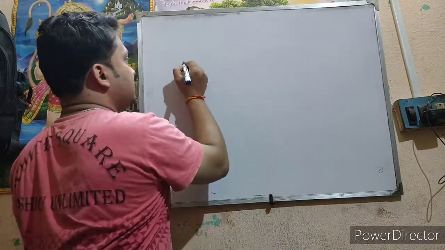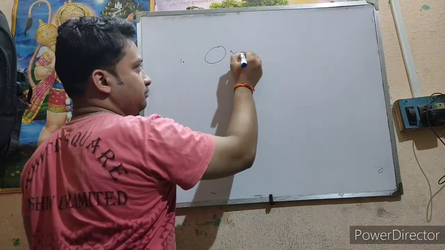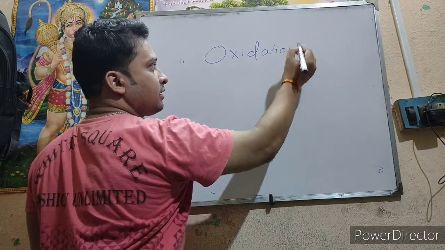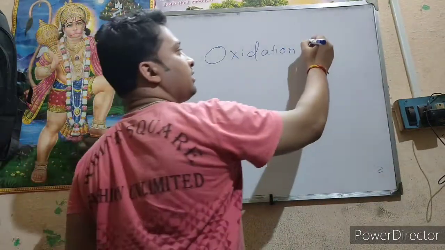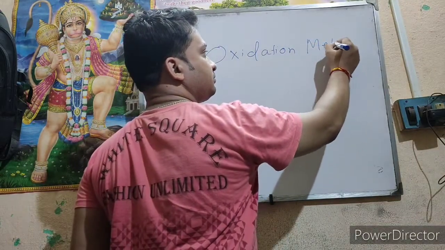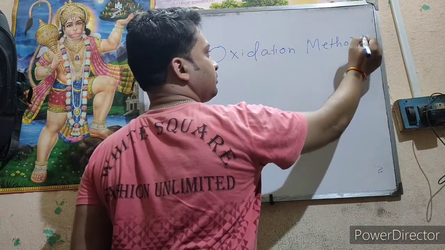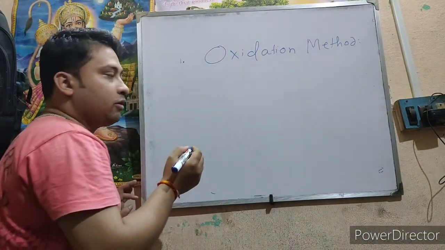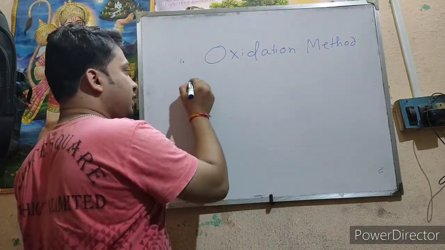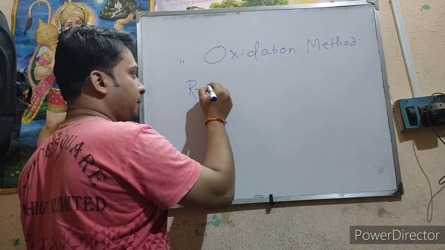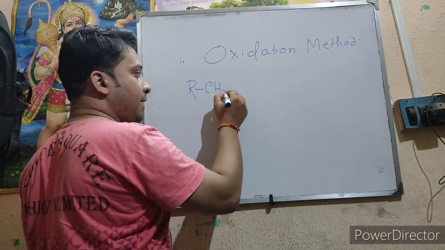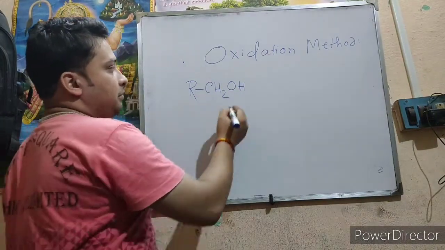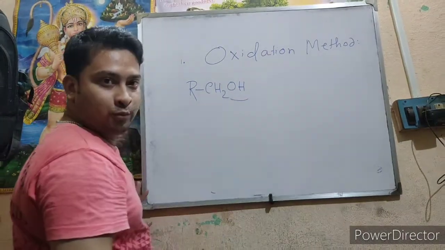Now, the first is the oxidation method. So, what is the oxidation method? Oxidation method means if you have an alcohol. How do we know it is an alcohol? Because of the presence of the OH group.